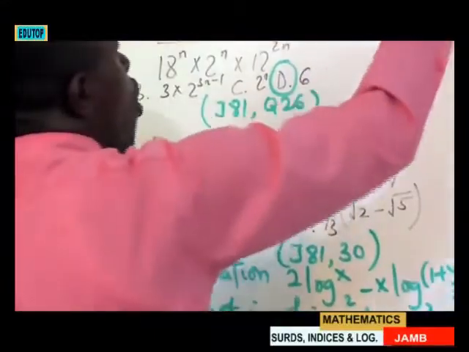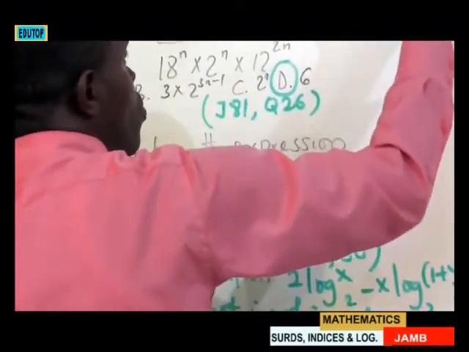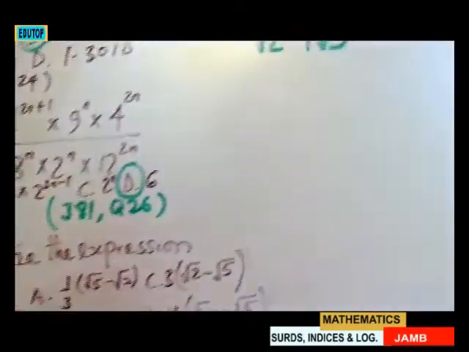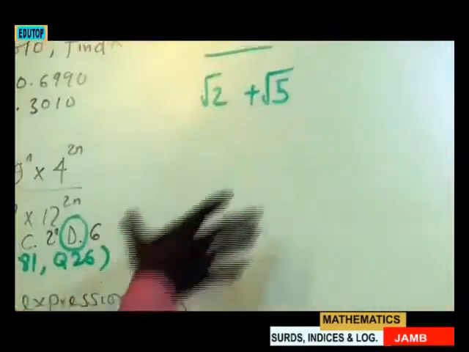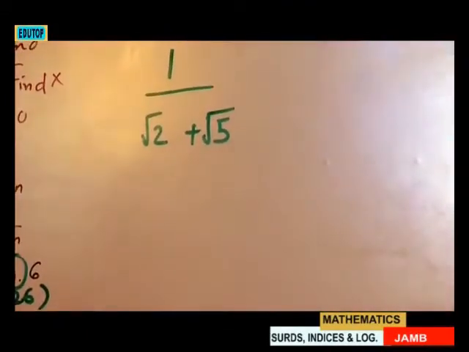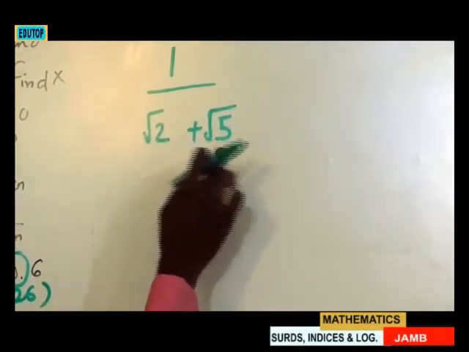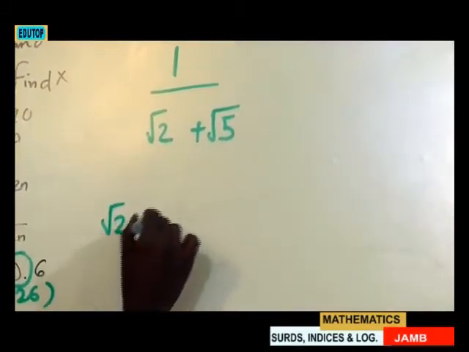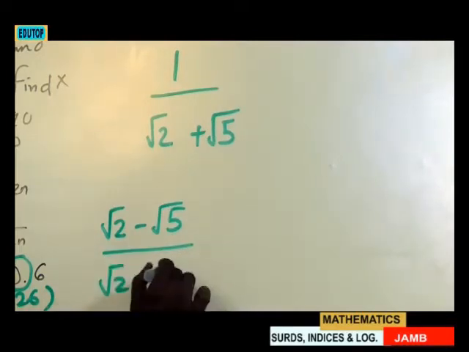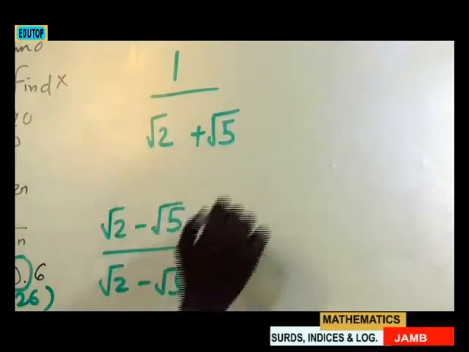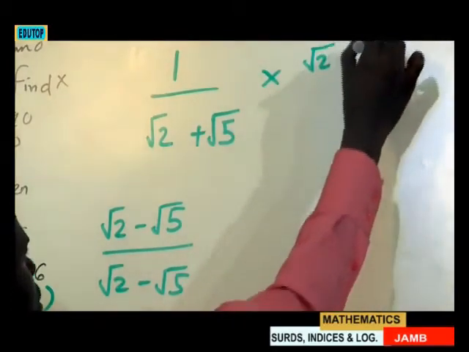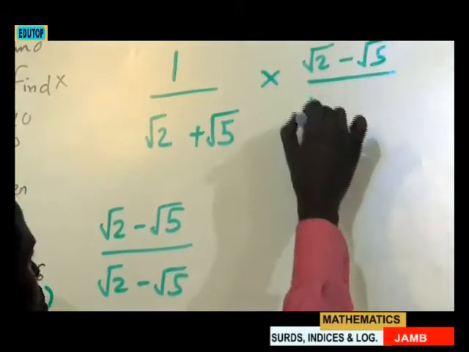Expression 1 over root 2 plus root 5. If you are asked to rationalize this, we rationalize it by multiplying by the conjugate. The conjugate of root 2 plus root 5 is root 2 minus root 5. So we'll make the fraction of it, and use it to multiply this. So we need to multiply this by root 2 minus root 5 over root 2 minus root 5.